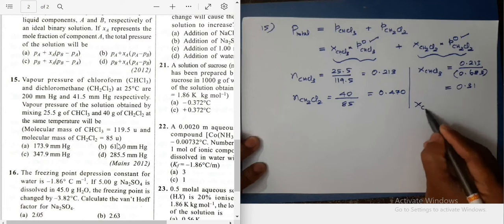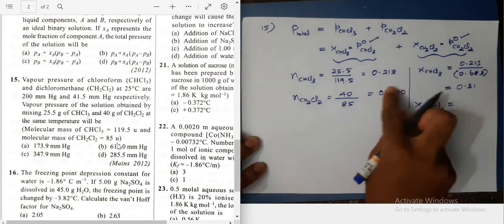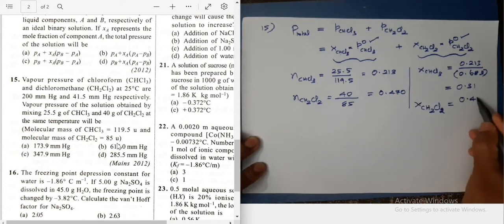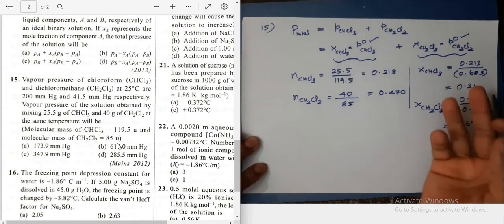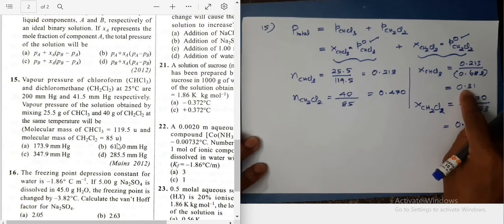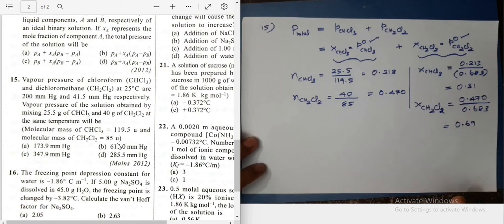Similarly, what is the mole fraction of dichloromethane, CH2Cl2? Mole fraction of dichloromethane is equal to the number of moles of dichloromethane, which is 0.470, divided by the total. The total is 0.683 only. If I divide this, we'll get the mole fraction of dichloromethane as 0.69. Actually, you need not do this since it is a binary solution. If the mole fraction of chloroform is 0.31, then 1 minus 0.31 will give you the mole fraction of dichloromethane. You need not do this, but anyway, this is the method you should follow.